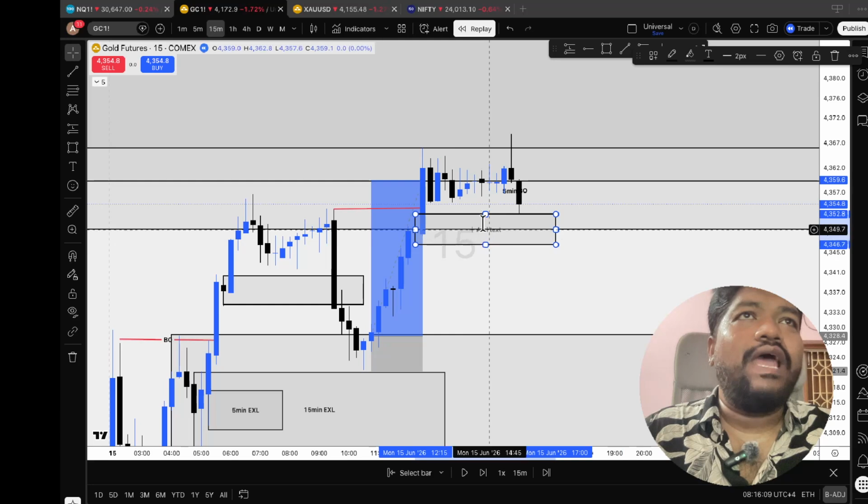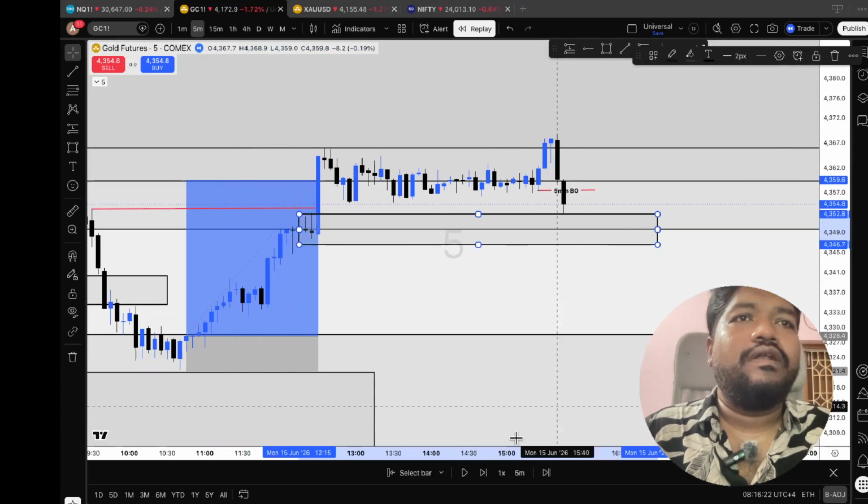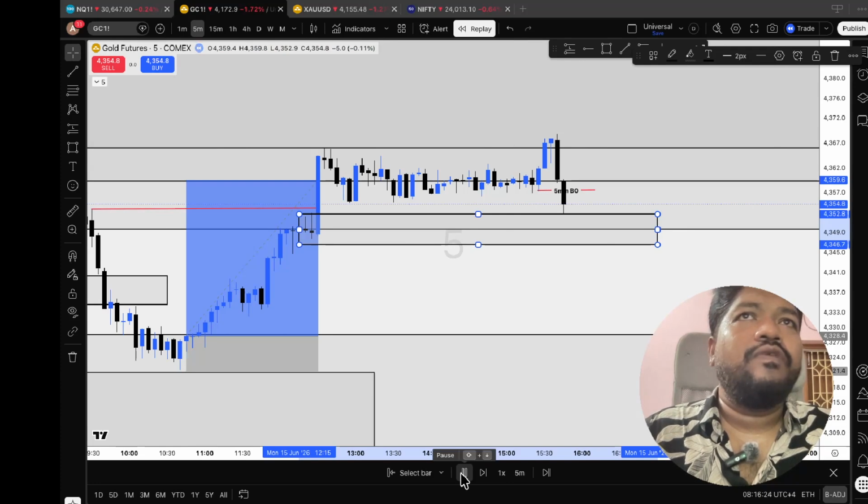So this basically acts as my roadblock. Either the market can break down this one and go down, or the market can give another engulfing from here and go high. Okay, let's see the 5-minute one. Let's see what is happening right now. I will not directly enter. I never do a direct entry in any zones. Okay, let's see that.